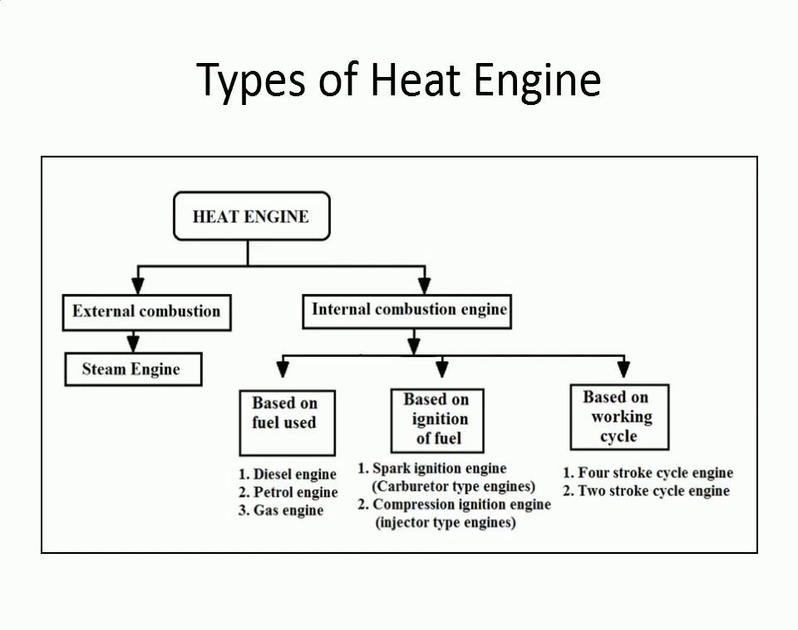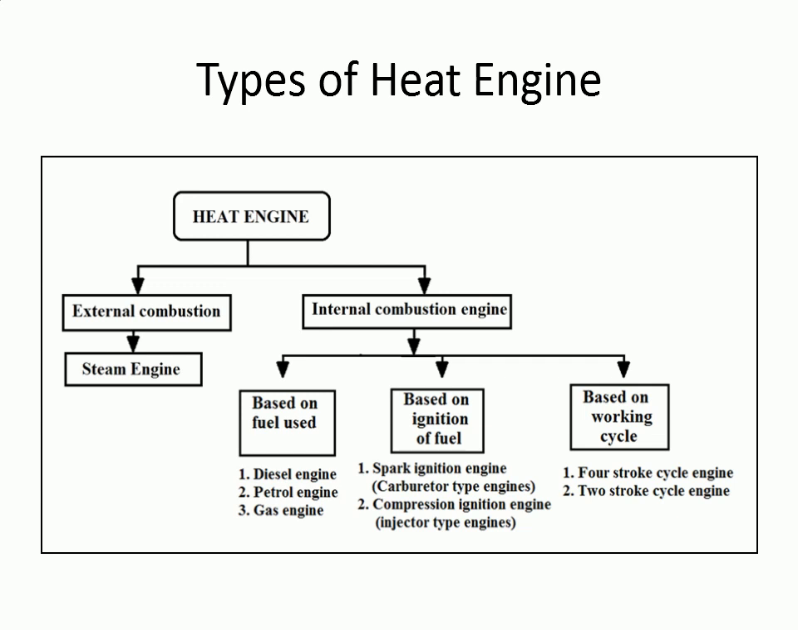Types of heat engine. Heat engine can be classified into two types: external combustion or internal combustion engine. Example of external combustion engine, as we have learned before, is steam engine, whereas internal combustion engine can be further classified. It can be classified based on the fuel used in the engine, and the examples are diesel engine, petrol engine and gas engine.